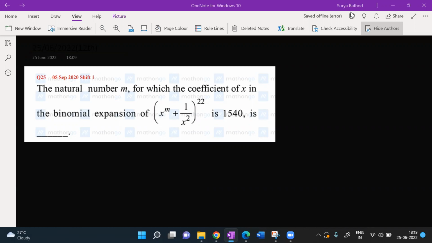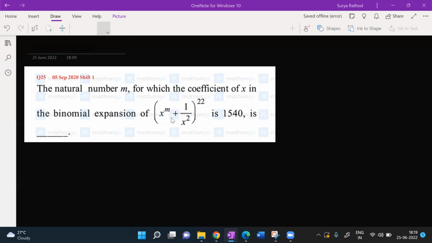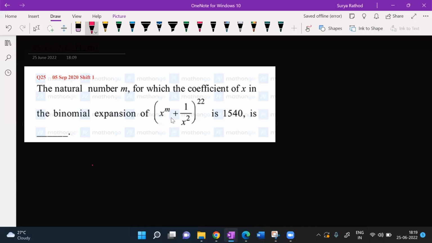Then what is the answer? Guys, what is the answer? Look at this. Let me solve this. The natural number m for which the coefficient of x in the binomial expansion of this is 540. Sorry, 1540.